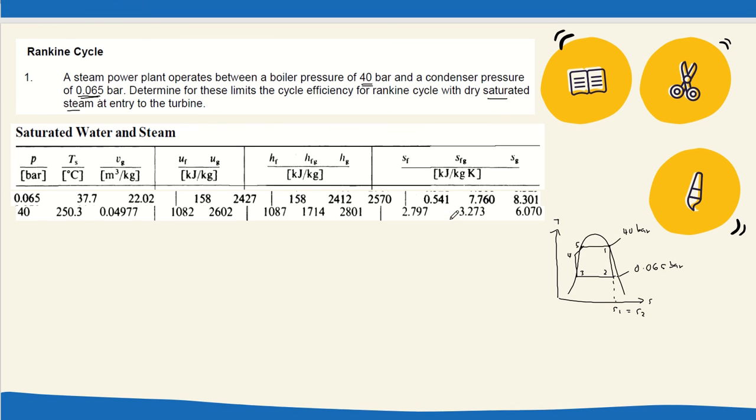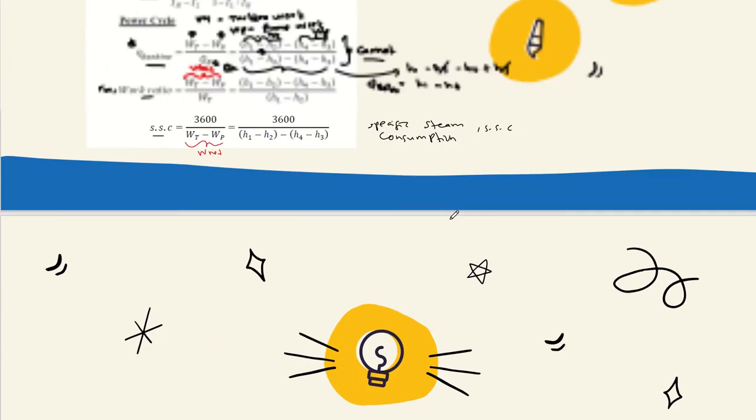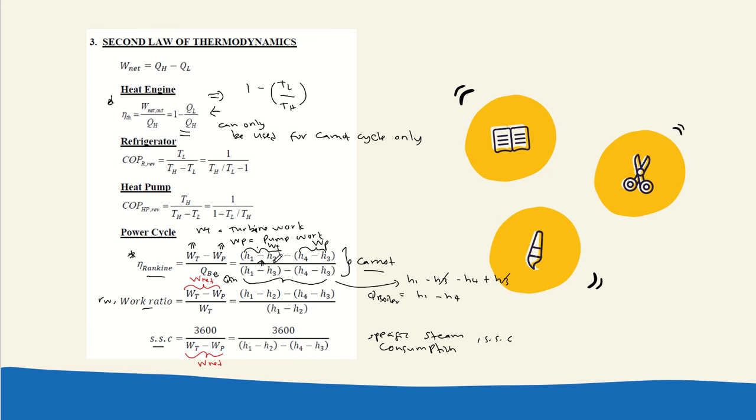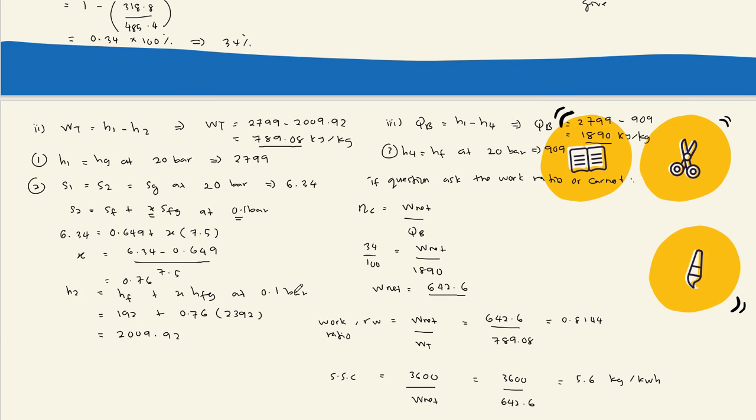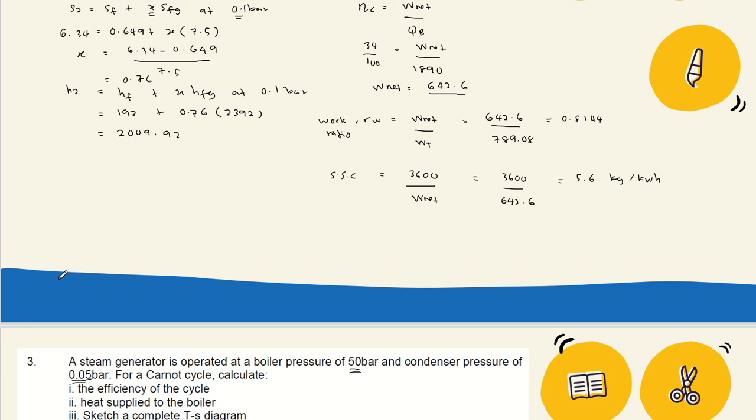So for the cycle efficiency for Rankine, if you refer to this formula, (H1 minus H2) minus (H4 minus H3) over (H1 minus H3) minus (H4 minus H3). That means we need to find H1 until H4, then substitute the values into this formula. Don't forget, for the Rankine, we cannot use this formula. This formula is for Carnot only. So the first step and second step to find H1, H2 are the same as the Carnot cycle. It is the same solution, or the same step.